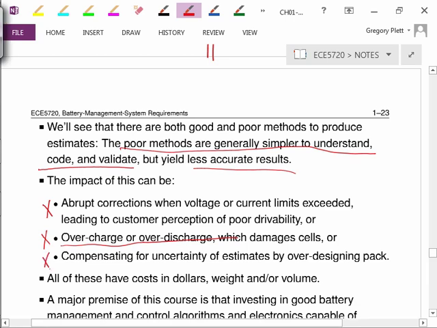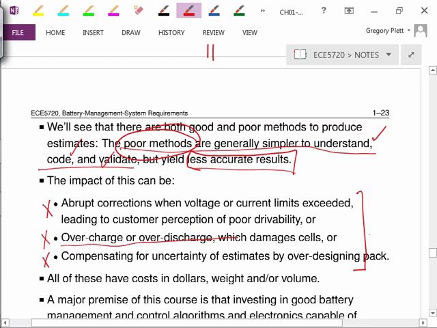So these are the three outcomes I can think of if you have a poor method in your battery management system. Yes, it was simpler for your coder to understand, to implement, and to validate that it's operating the way that you think it should, even if it's not operating correctly. But the less accurate results have real dollars and cents cost.